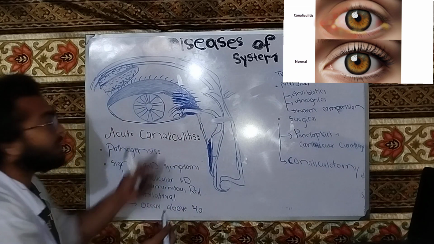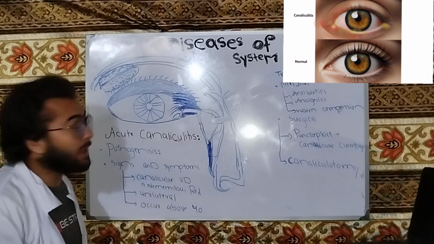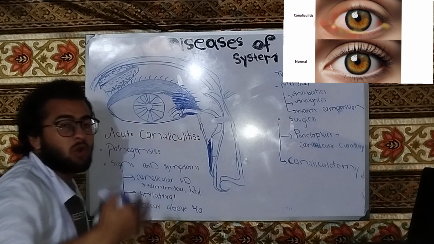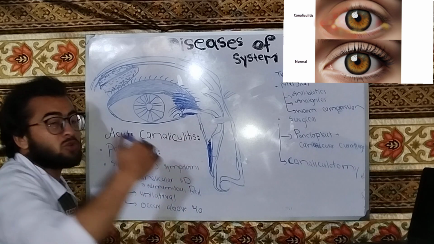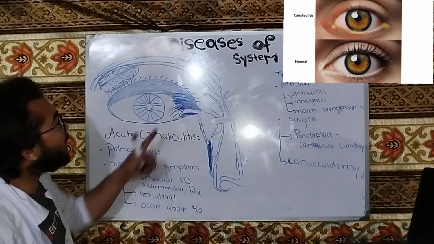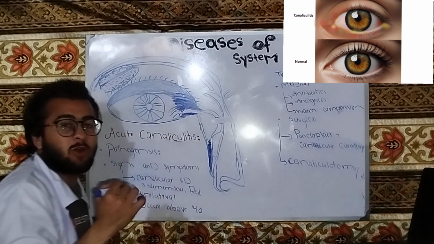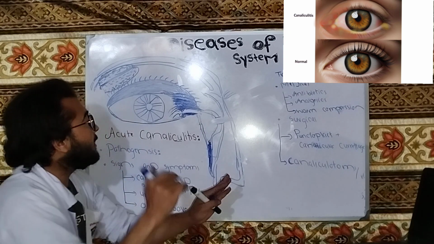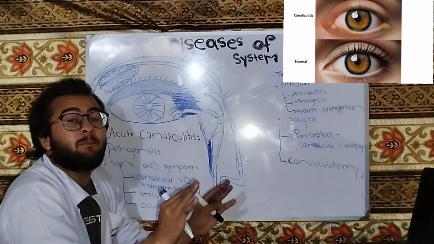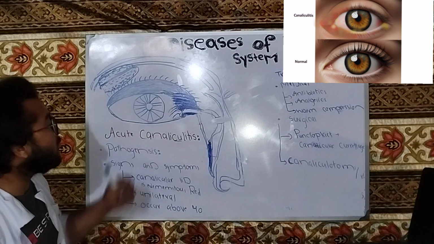It is mainly a unilateral condition and it mainly affects people over 40 years of age. So the canalicular lid margin will be swollen, red, edematous. And the punctum, this is the opening, will be pouting. The inflammation will push the punctum outside, which is called pouting punctum. These are the signs and symptoms of acute canaliculitis.